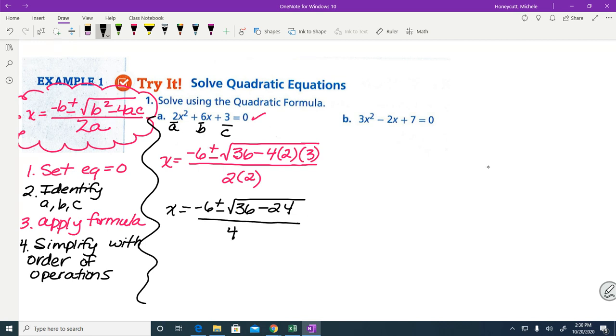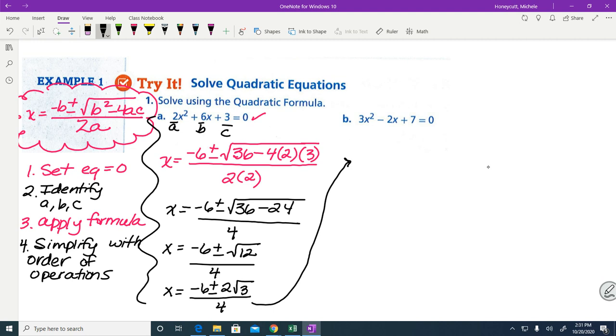Now I'm still inside the grouping symbols. Grouping symbols act like parentheses, so order of operations says I still go here. So x equals negative 6 plus or minus 36 minus 24 is 12, so the square root of 12, all over 4. Then I'm still in the grouping symbol because I can still simplify the square root of 12. The square root of 12 simplifies to 2 square root of 3, because you can write the square root of 12 as the square root of 4 times the square root of 3. The square root of 4 is 2, then I have square root of 3, all over 4.